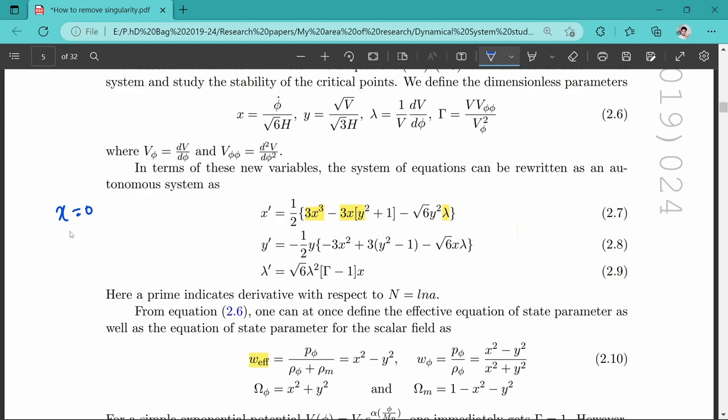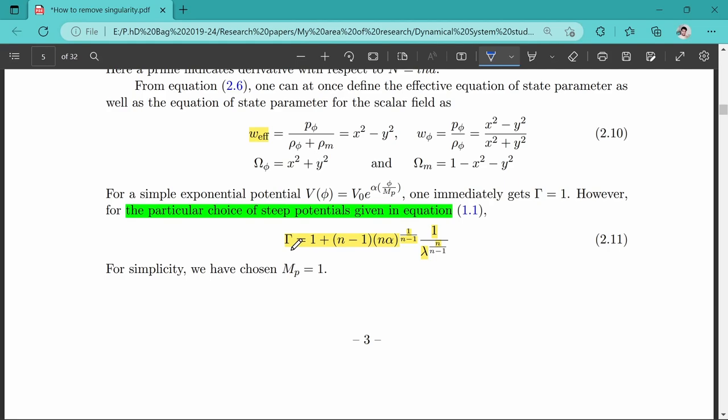But y should be 1. So y should be 1 here. Y is 1, x is 0, and if I plug in 1 here, therefore y prime is also 0. So everything is well defined and respected. But when you see this gamma, defined like this, 1 over lambda to the power something, then as lambda goes to 0, this gamma becomes divergent.